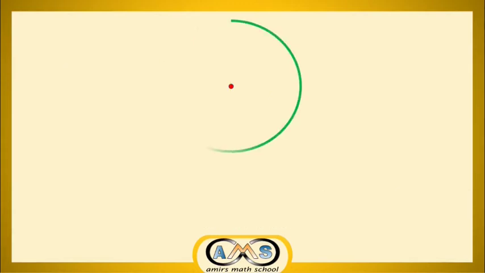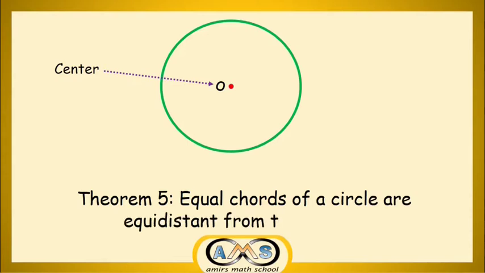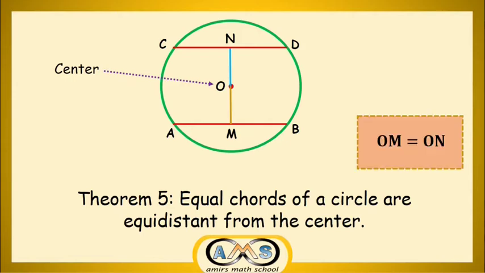Now another theorem, that is theorem 5. Equal chords of a circle are equidistant from the center. That is, if we draw two equal chords, one is AB, another is CD, the distance from the center to this AB and this CD will be equal. This OM is the distance of chord AB from center O. This ON is the distance of chord CD from center O. These equal chords AB and CD are equidistant from the center. That is, OM equals ON.